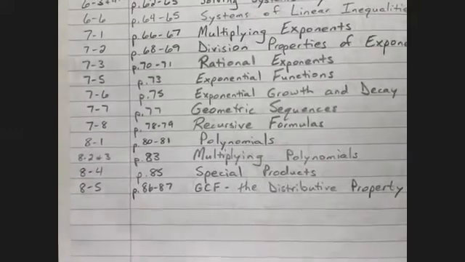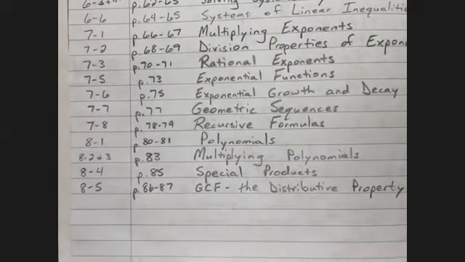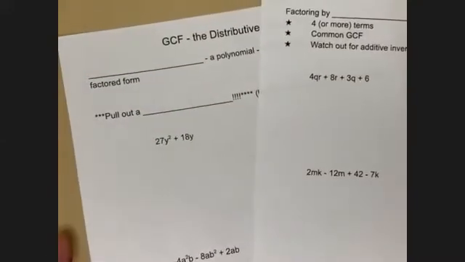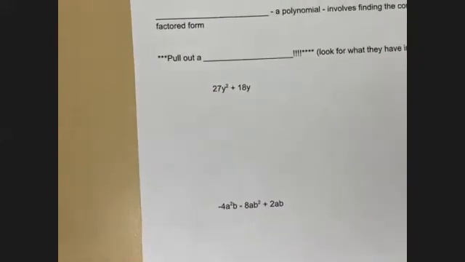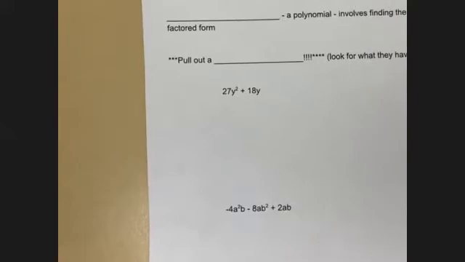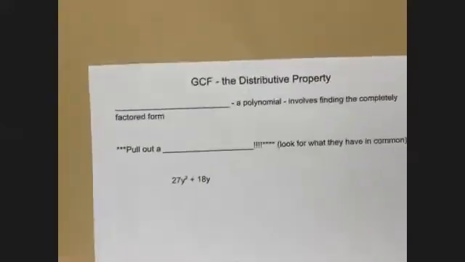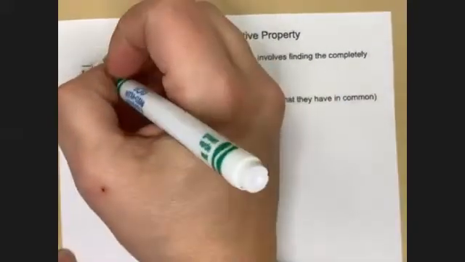So make sure you have this in your table of contents. And we're going to be on pages 86 and 87, but you have two little pieces of paper to help you out. So we are talking about the distributive property today. Now, there we go. Factoring.